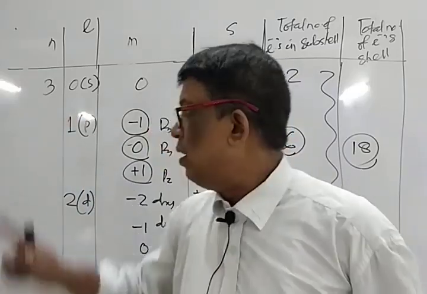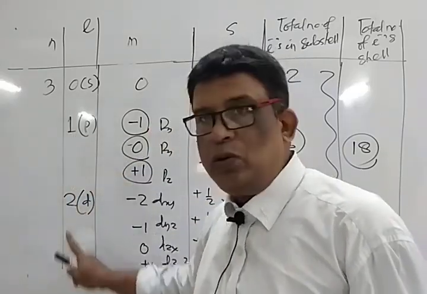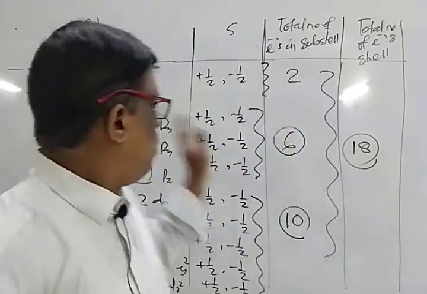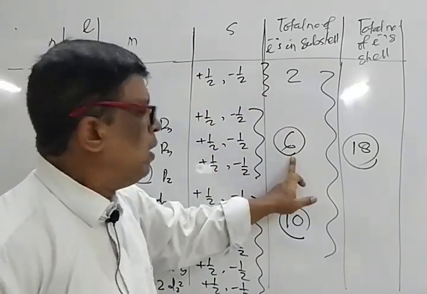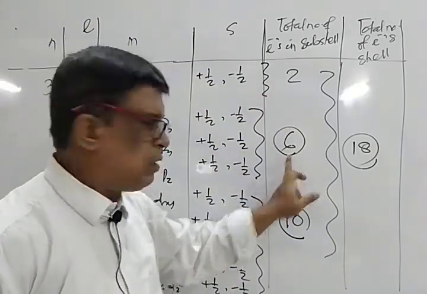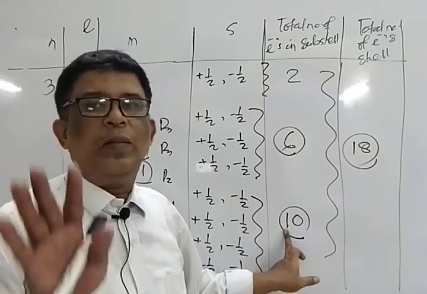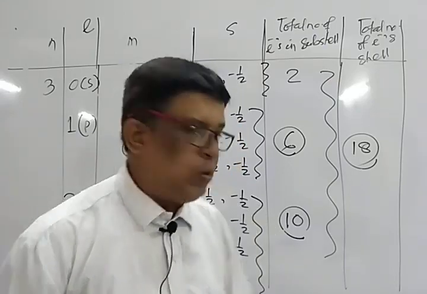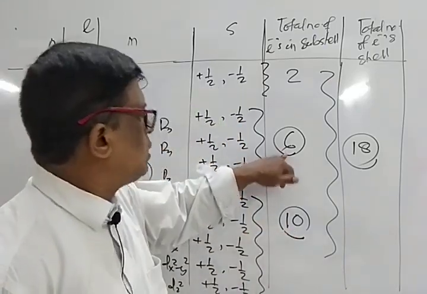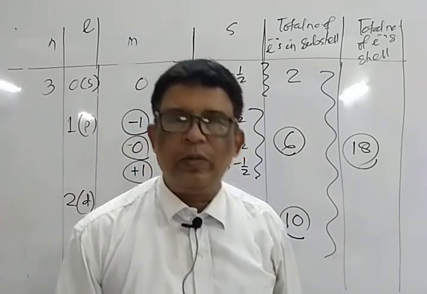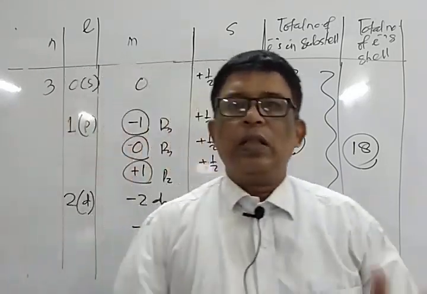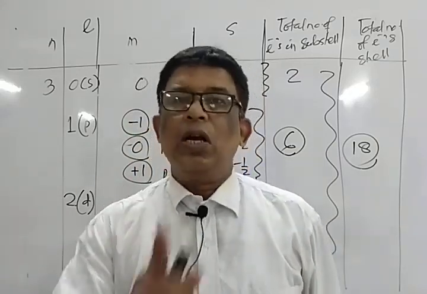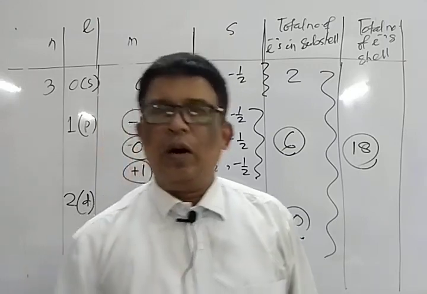If n is equal to 4, then L is 0, 1, 2, 3: S, P, D, F. For S, maximum 2. For P, the number of electrons is maximum 6. For D, 5 orbitals, so 10 electrons. In the case of F, 7 orbitals, 14 electrons, so 14 plus 10 plus 6 plus 2 is equal to 32. So it is all about the distribution of electrons in cells, subcells, and sub-subcells or orbitals.